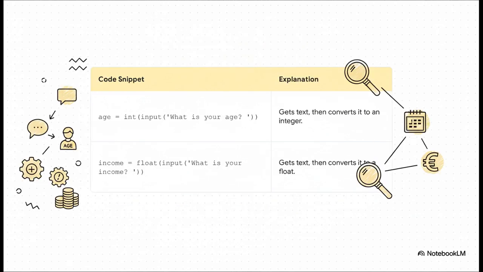Now here's a common trick to make your code a little cleaner. Instead of getting the input on one line and converting it on the next, you can just do it all at once. You just wrap the input function right inside the translator function. So here we ask for the age, and whatever text we get back is immediately turned into an integer. Same thing for income, but we're using float since income might have decimals.